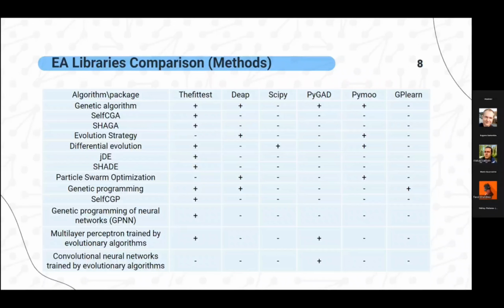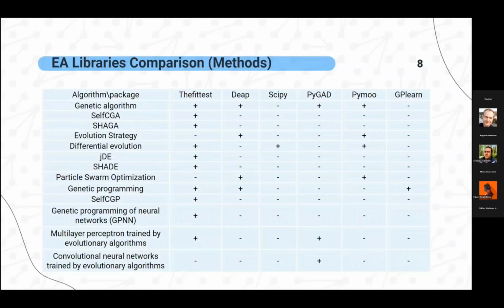Pymoo specializes in multi-objective optimization, making it useful for tasks that involve balancing multiple goals at the same time. And gplearn focuses on genetic programming and is used for solving regression and classification problems. It offers a simple and user-friendly interface, making it accessible for many users.